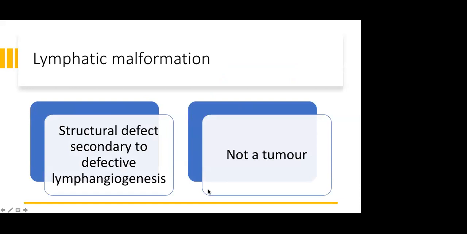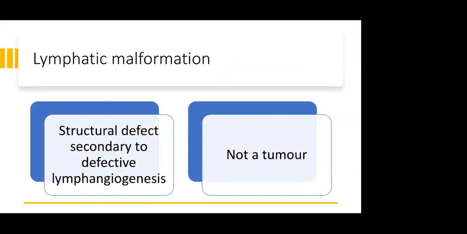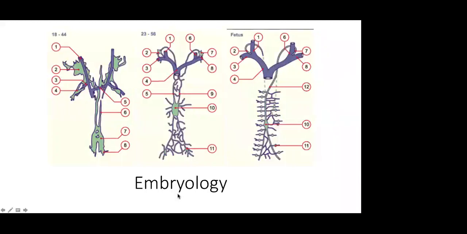So moving on to lymphatic malformations. These are structural defects secondary to defective lymphangiogenesis and not tumors. And they're the most common head and neck malformation in kids.